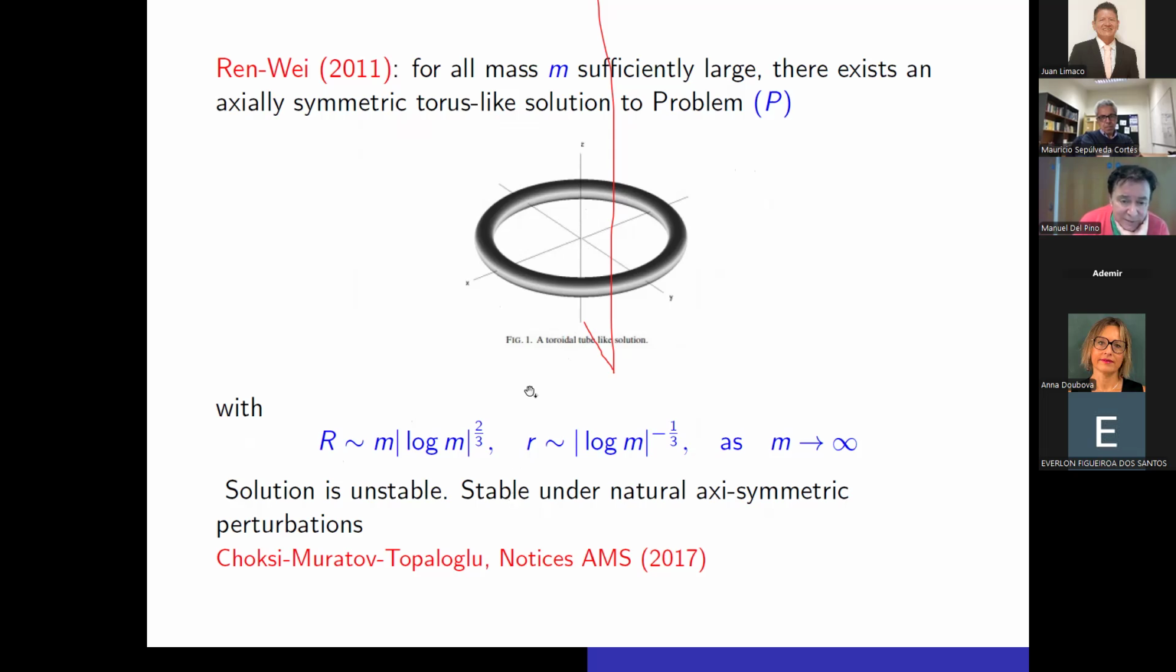And they also estimated the large radius and the small radius for the torus for mass sufficiently large. So R is like M modified by this logarithmic term, and the little r goes to 0, and goes to 0 slowly with M, like this. That solution is unstable. However, it is important, and it is what seems to be observed numerically. More details about the stability of this you can find in this very nice survey about the problem, published in 2017 in Notices AMS by these authors.